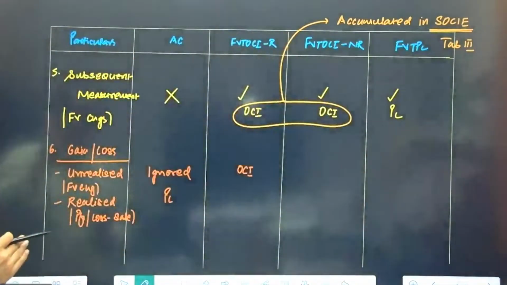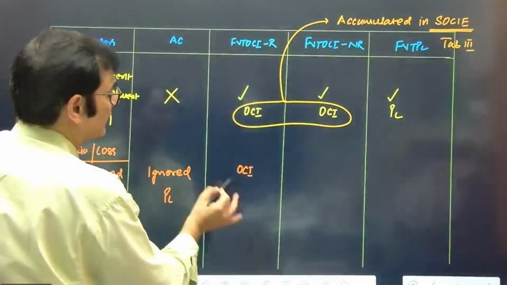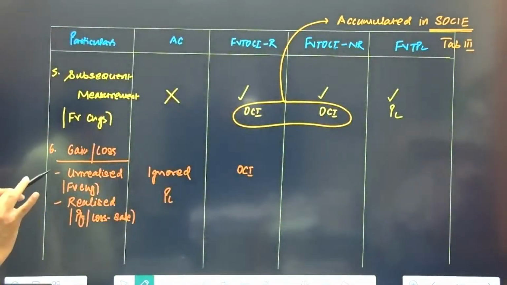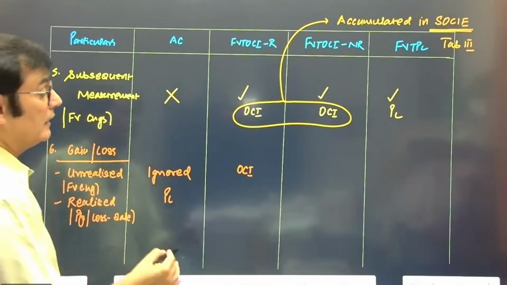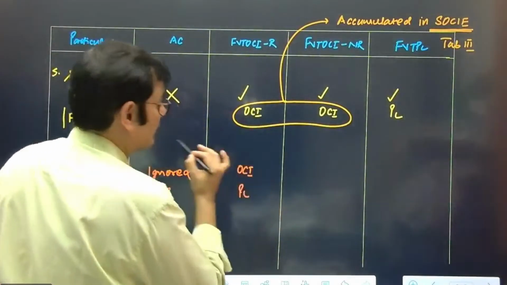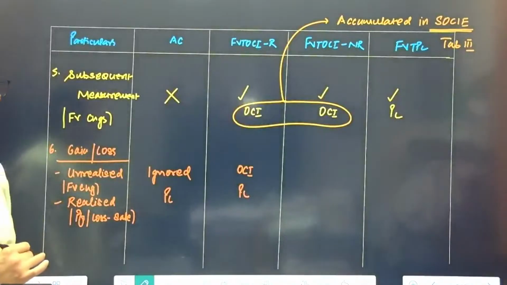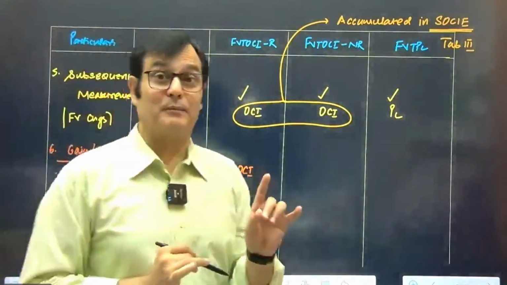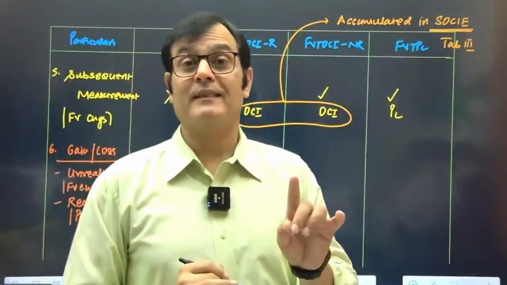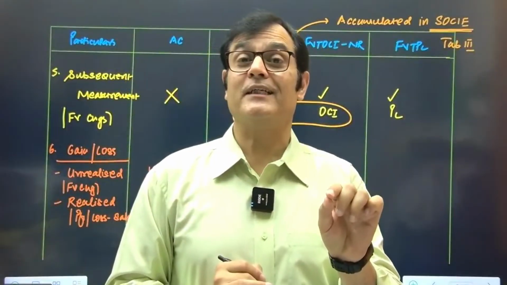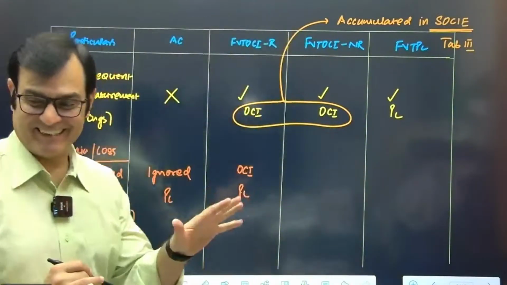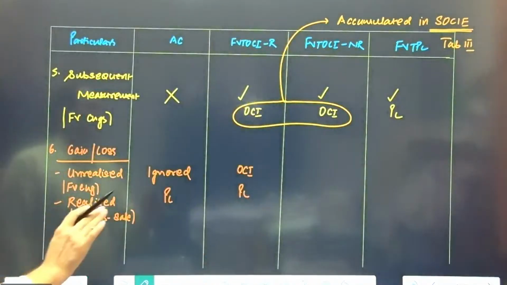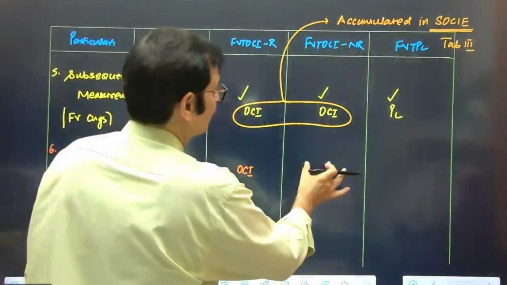So let's go to the next one. What about the realized gain or loss? Okay, sir. OCI? No, no. It is P&L. It is only P&L. I remember you telling me yesterday that if there is any unrealized gain in equity investment, it goes in OCI. Yes, sir. Okay, no worry. So let's go. Relax.